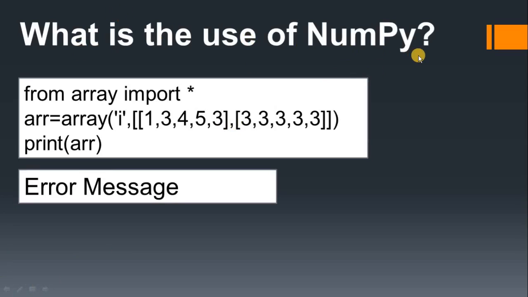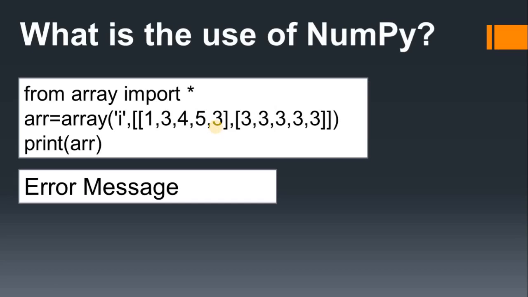So now you understood what the use of NumPy is. For implementing a two-dimensional array we have to use NumPy, because with a two-dimensional array like this one, you get 2 rows and a total of 1, 2, 3, 4, 5 columns. Python will not support that multi-dimensional array and you will get the error message. So for solving this you have to use NumPy in the program.